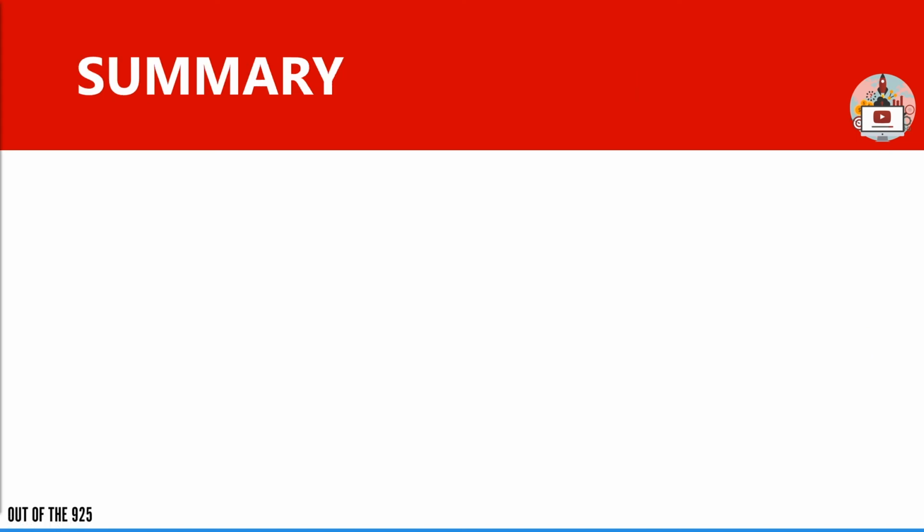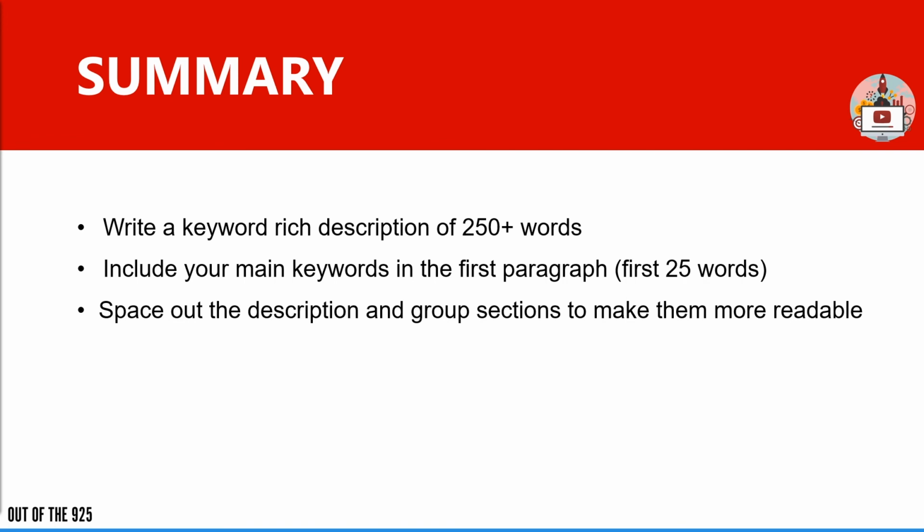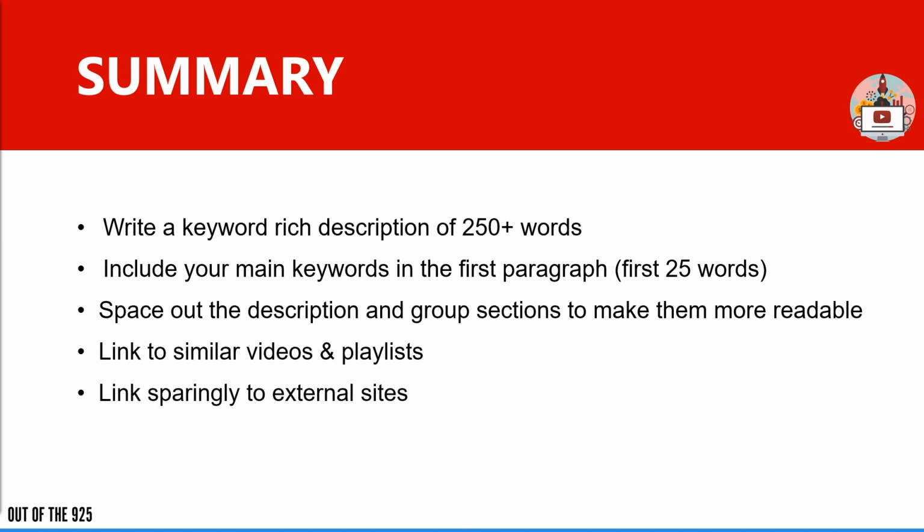Alright, so in summary, you want to write a keyword-rich description of 250 plus words. Include your main keywords in the first paragraph, your first 25 words. Space out your description and group sections to make them more readable for your viewers. Link to similar videos and playlists. Link sparingly to external sites. And if you do link externally, try and keep it to a 1-to-1 ratio, or include a decent amount of internal links as well, so videos and playlists on YouTube.